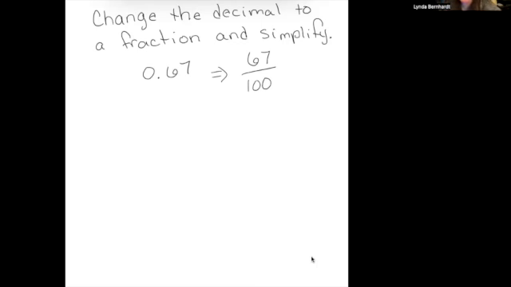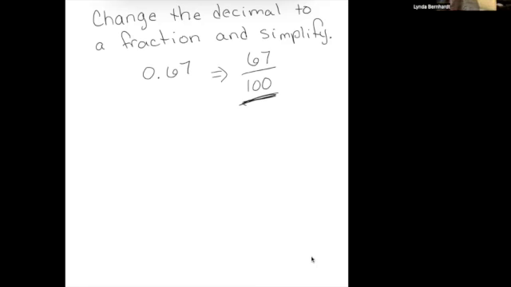And then you just have to figure out if you can simplify it. Guess what? 67 over 100, you can't. We've got 67, which is an odd number, so we can't use 2, 5, or 10 to simplify. Makes it difficult. If you question whether or not you can, you can always just type it into a calculator and try. But trust me, 67 over 100, that's it. This is your answer. Okay.